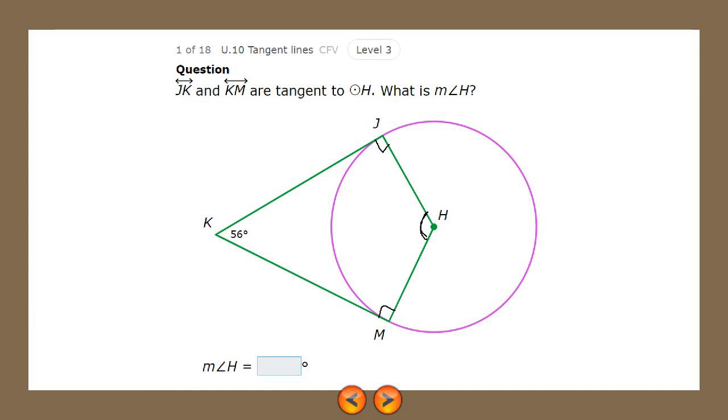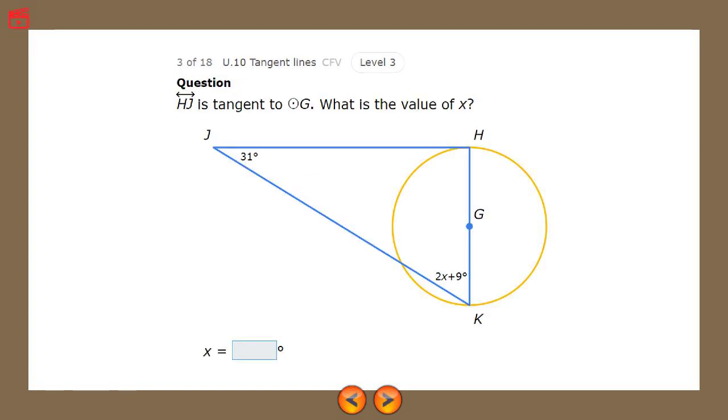So let's call this angle H here. We could say 56 plus 90 plus 90 plus angle H equals 360. And it's just subtracting from 360. 180, 130. We get angle H would be 124. That would be it. Let's go to the next slide. We got another angle problem here.